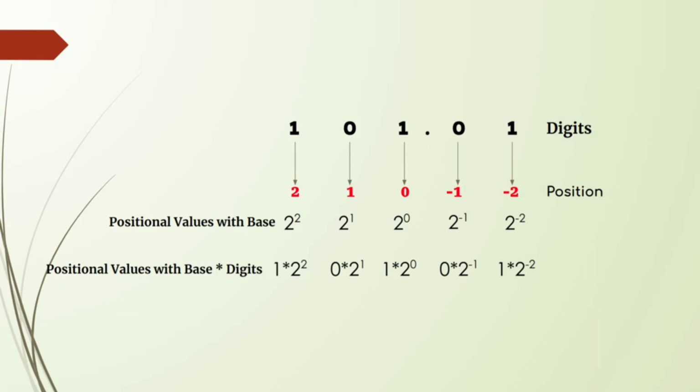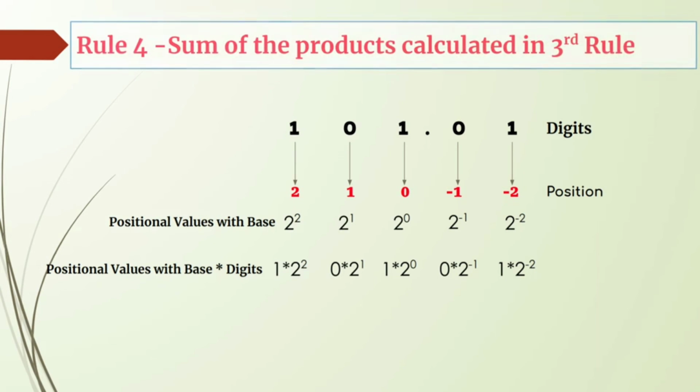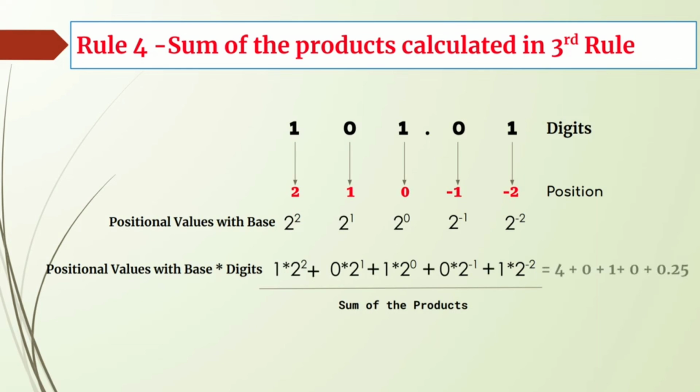Now we will apply our last rule. Our last rule is we will calculate the sum of the products. From rule 3 we multiplied every digit with the positional value with the base. Now we will do the sum of the products. If we do the sum of the products, then we will get 4 plus 0 plus 1 plus 0 plus 0.25, and if we finally do the sum, then we will get 5.25. This is our expected decimal number from the binary number.